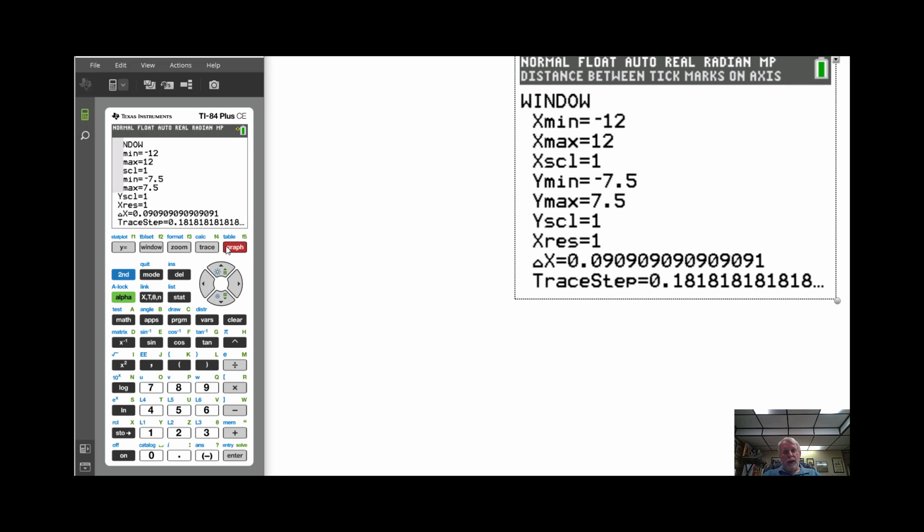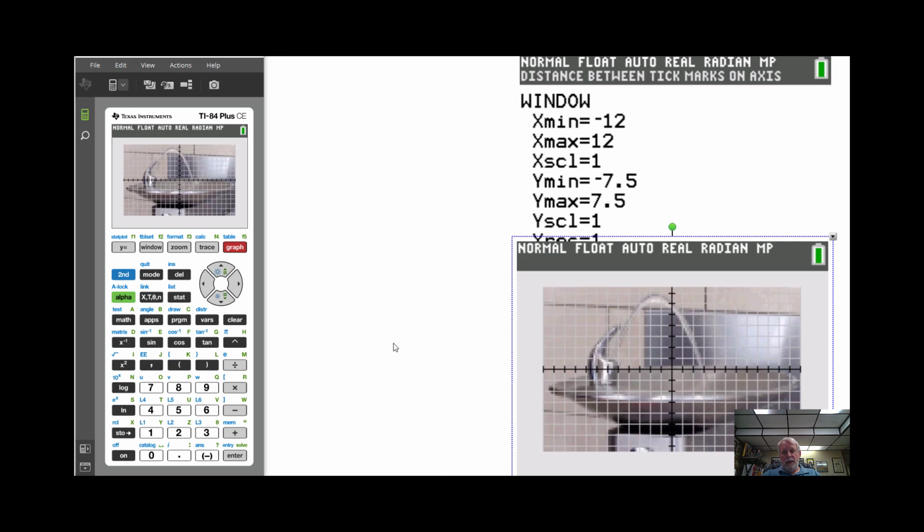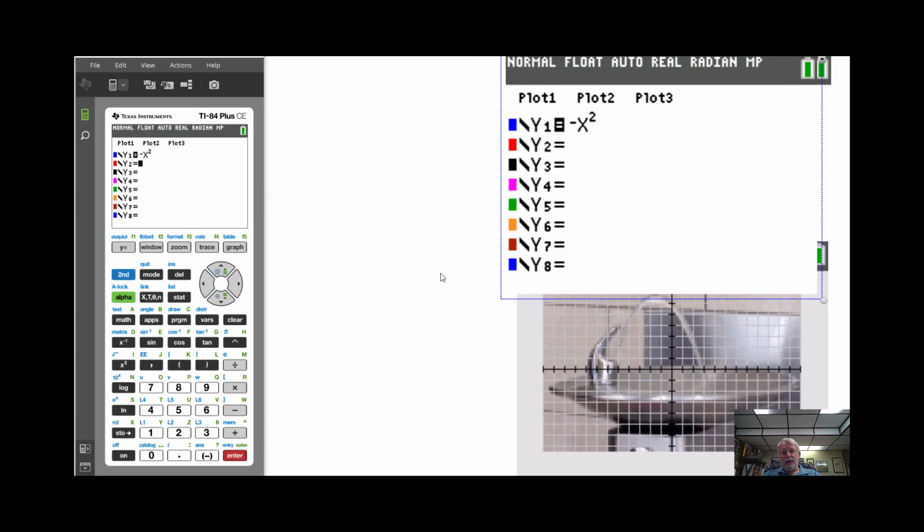So now when I press graph, I have that as my background, and I want to find the equation of this parabola in reference to this coordinate system here. So we're going to do this in steps. I like to say it's kind of like name that tune. This is equation that graph. So I'll go into y equals, and I'm going to start off with a -x squared. I'm going to try that as my first guess. So in y1, I'm putting in a -x squared.